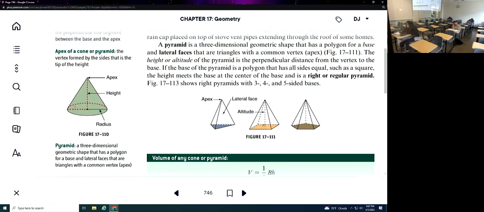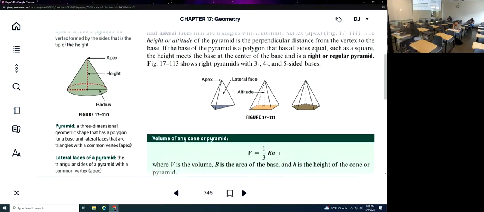So we got a cone here, it's like a snow cone upside down. It's got a flat base. We've got pyramids where you could have a triangle base, you could have a square base, you could have any kind of base as long as the sides are all the same length. This is like a pentagon base. And the sides of these are called the lateral faces. They use altitude for pyramid rather than height. I don't know why. Same thing. But what I didn't know is that the volume of any of them is 1/3 BH.